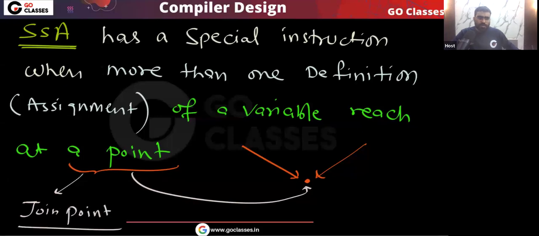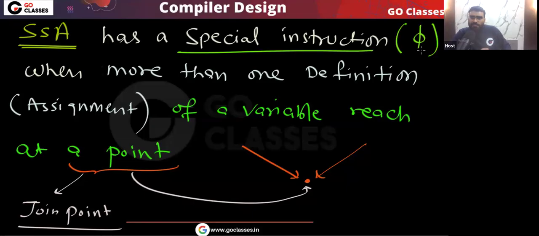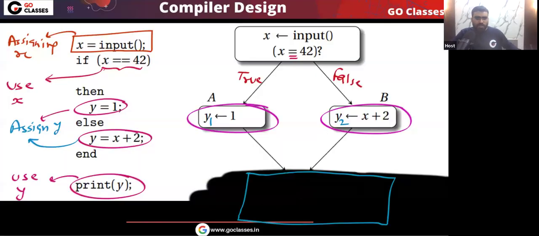Anyway, so is this clear? So this is a special instruction. What is this special instruction? This special instruction is the Phi instruction. Okay, so actually what we do, let me tell you, we have a special instruction.